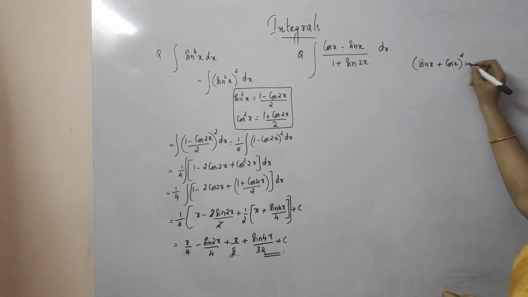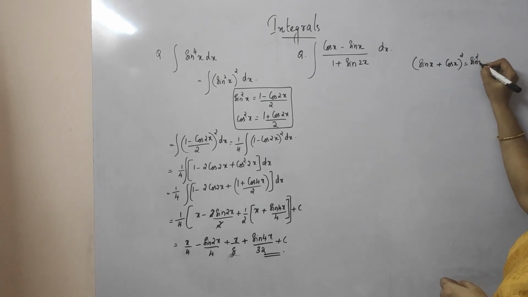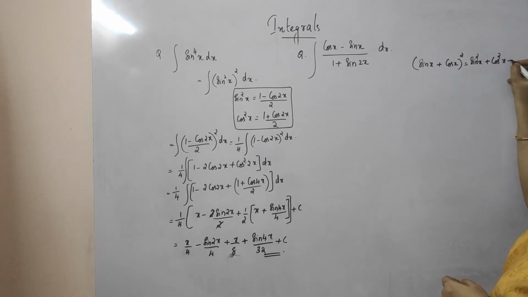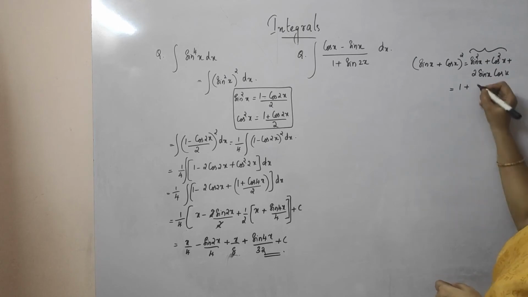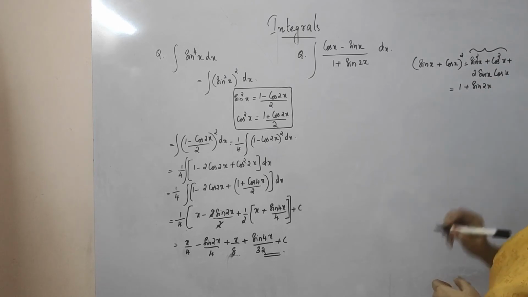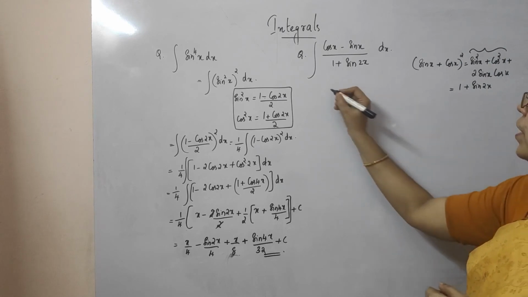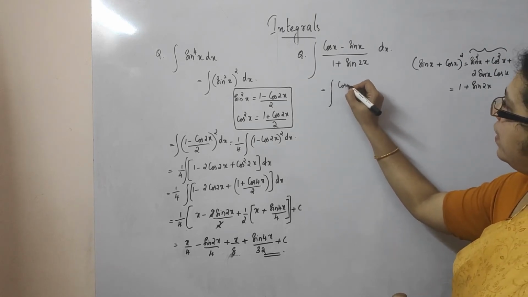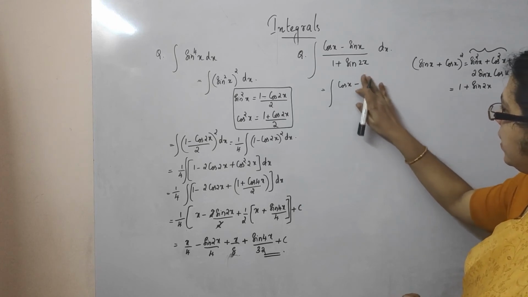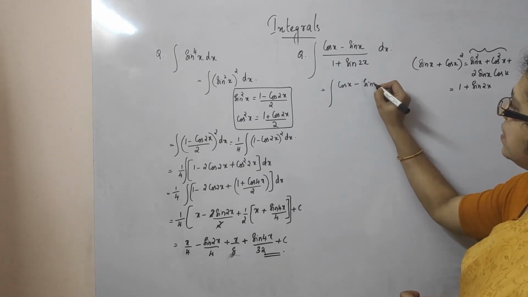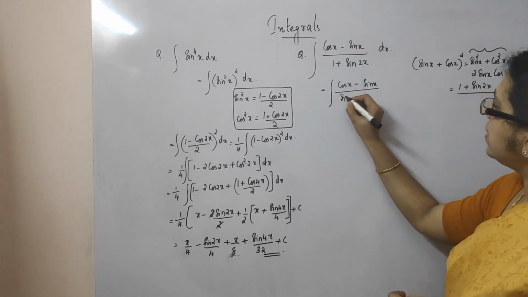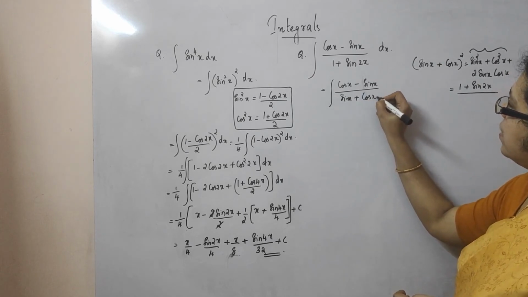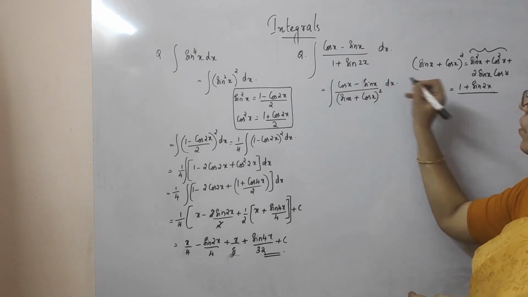So, what is the expansion of this? That is sine squared x plus cos square x plus 2 sine x cos x. Isn't it or not? Now, this gives you 1 plus 2 sine x cos x. Can I write it as sine 2x? Yes or no? Yes. So, here in this question, I will now rewrite this as the numerator remains the same. Denominator, I will replace 1 plus sine 2x with sine x plus cos x the whole square into dx.